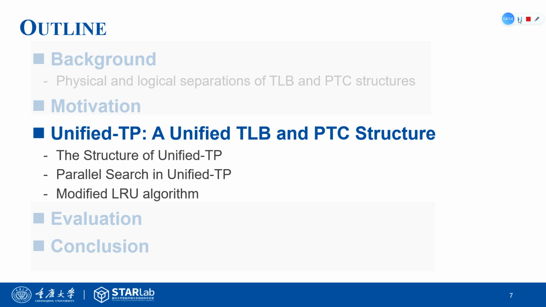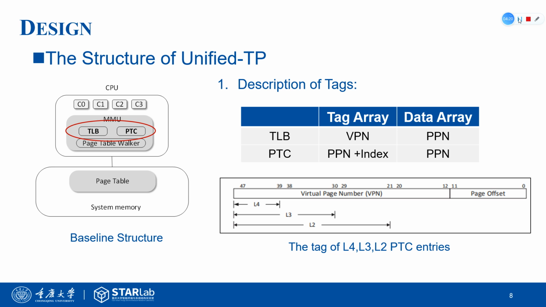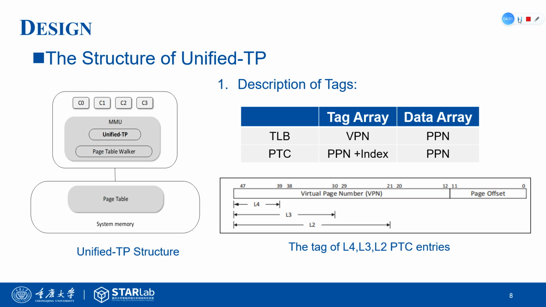In order to solve this problem, we propose a unified TLB and PTC structure. As shown in the left picture, we combine TLB and PTC into a single structure. In our design, TLB entries are similar to those in the baseline system. And PTC entries adopt the same indexing scheme as TLB entries to make it easier to design and implement in hardware. As shown in the right picture, the tag of a PTC entry is a portion of the virtual page number.